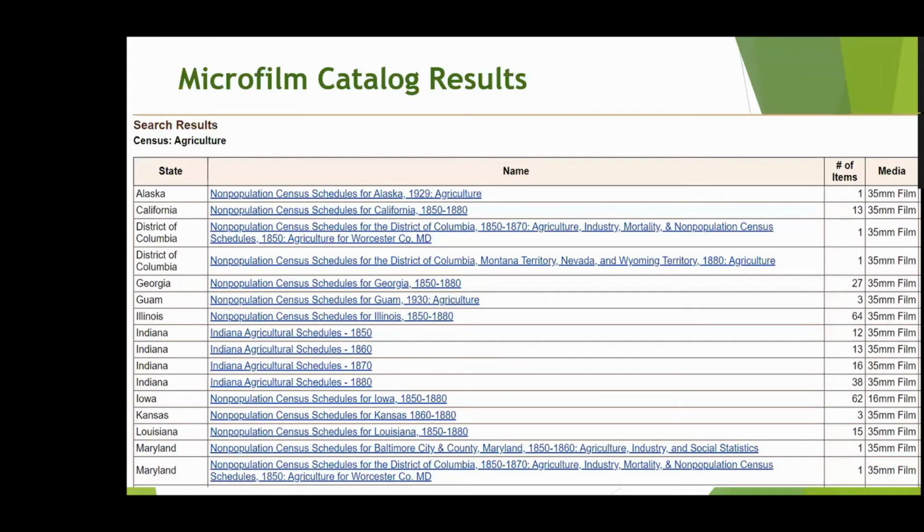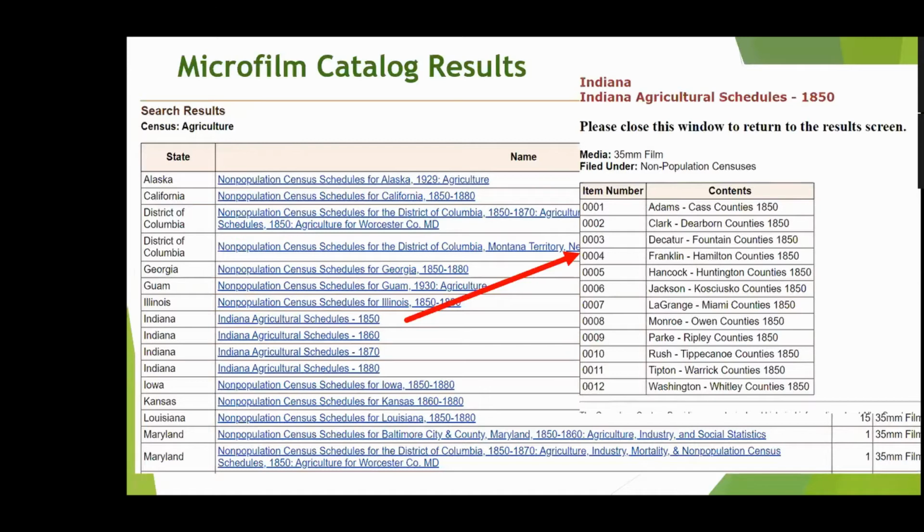And then this is the results. Indiana's is not in Ancestry's account. So the Indiana schedules are all out here on microfilm from 1850 to 1880. So then you can just click a link, and it will come up with the roll numbers and give you the alphabetical listing of the counties. So like DeKalb County is in roll number 3. I might want to use Noble County, that's in roll 8.